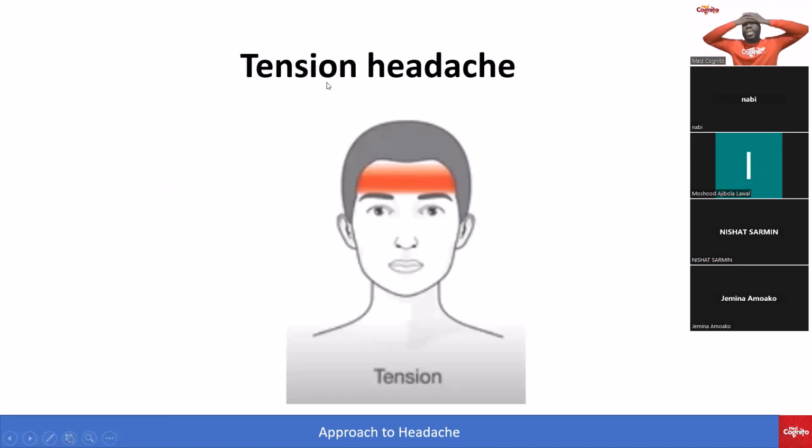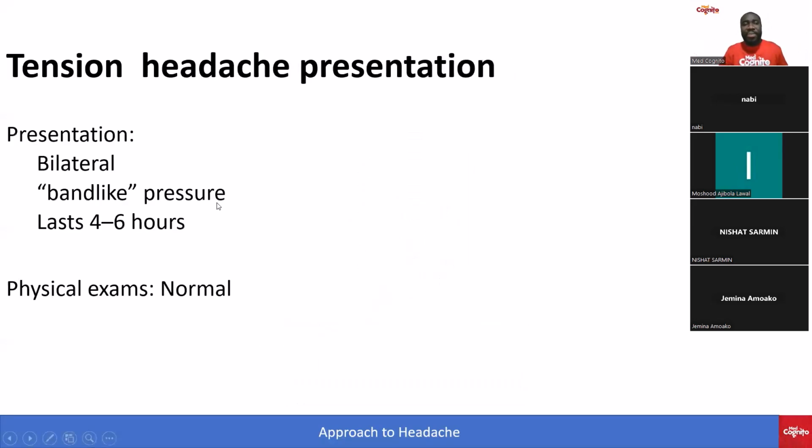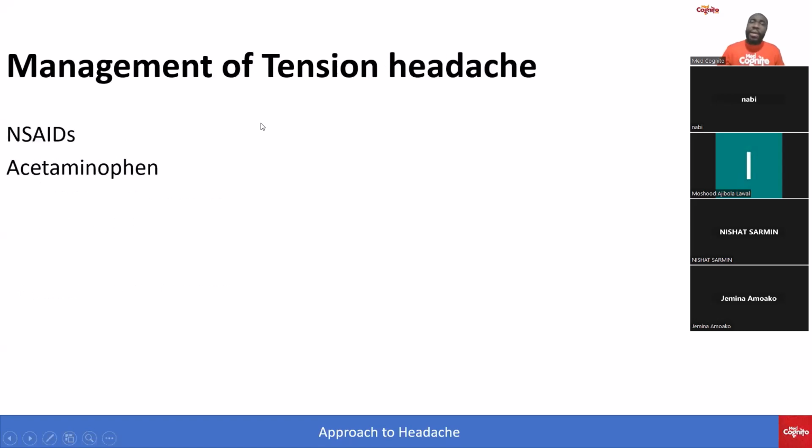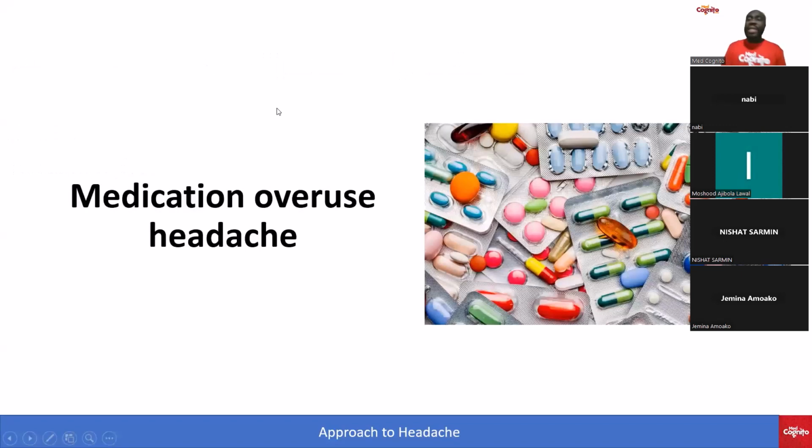Tension headache, we said it's usually bilateral. Periods of anxiety, periods of depression, a newborn, a marriage where the patient is going through so much. Tension headache, right? Bilateral, band-like. It will last for about 4 to 6 hours. Physical exam, the patient may be normal. Management, we said you want to use psychological treatment if it is because of anxiety. And you can give simple analgesics like NSAIDs and acetaminophen. Now, one other cause of headache I want us to look at briefly tonight is medication overuse headache.